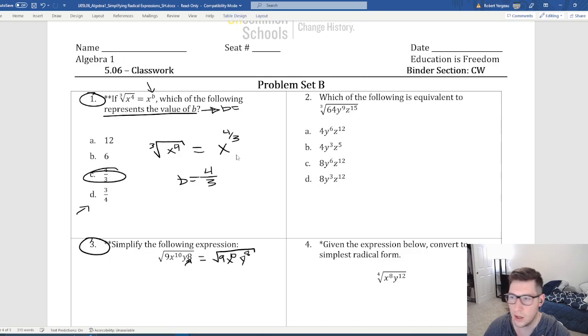If you had option D, you were really close. The only thing we want to be really sure of is that our index, the number outside, sort of in that corner of the radical, is the denominator, not the numerator. Our power is the numerator.